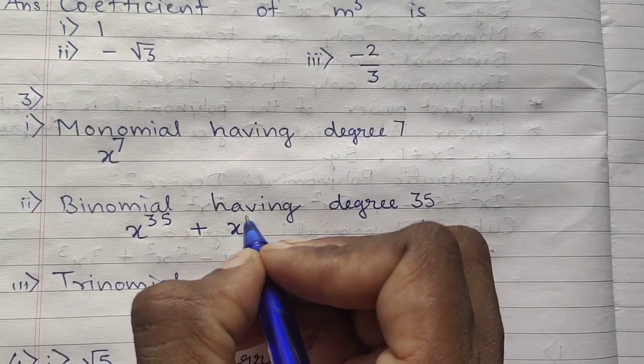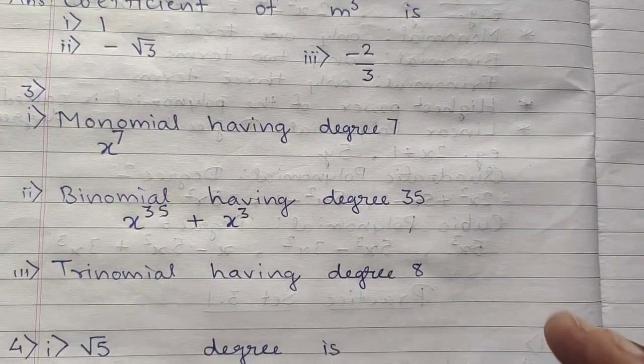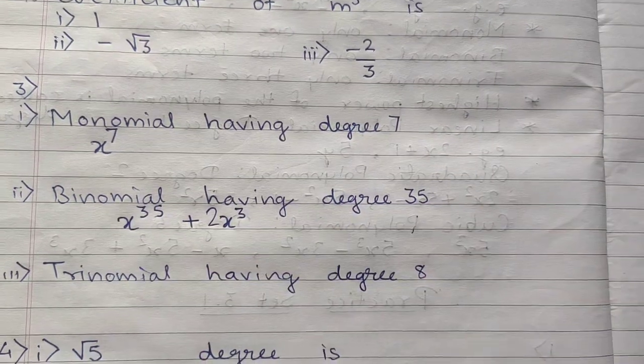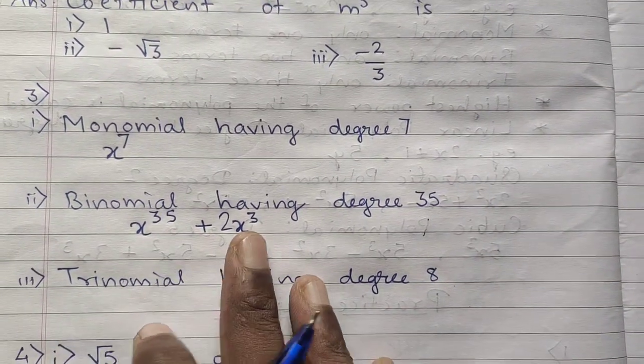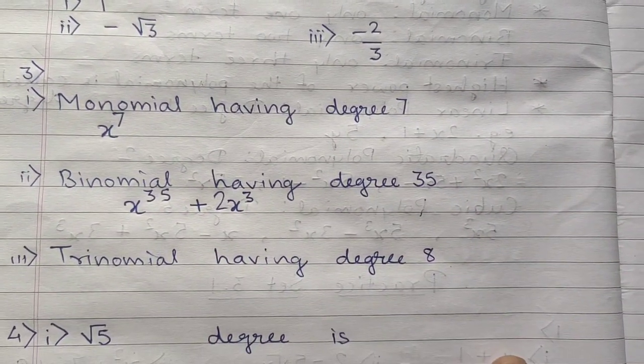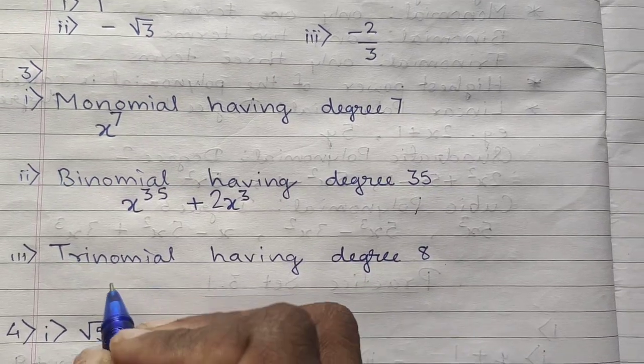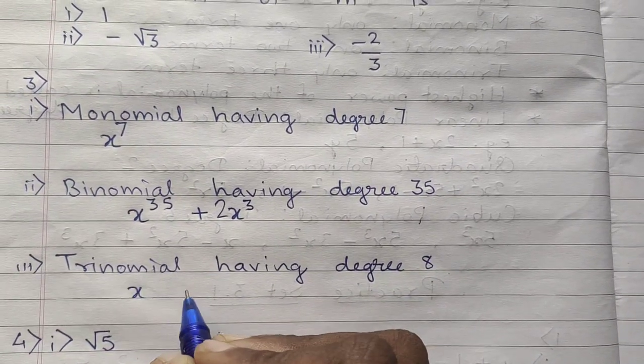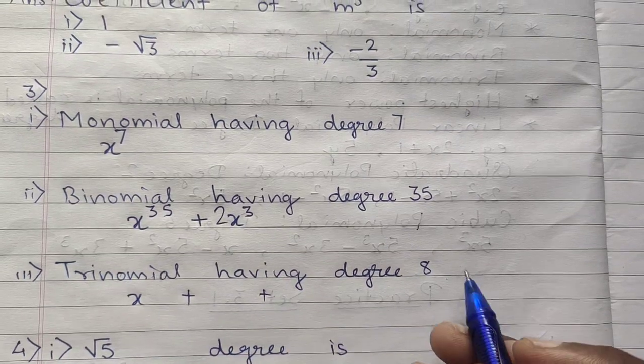So I can write here 3. Anything you can write. Or even I can write here a number also. 2x cube. So this is a binomial of degree 3. Now in the same way you can write a trinomial. Trinomial means 3 terms. Okay. So 1, 2, 3.